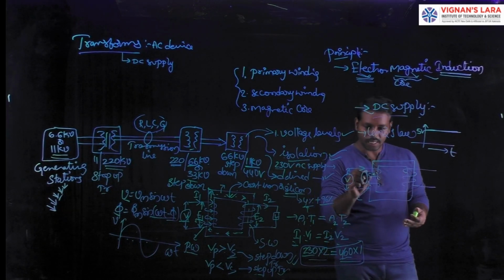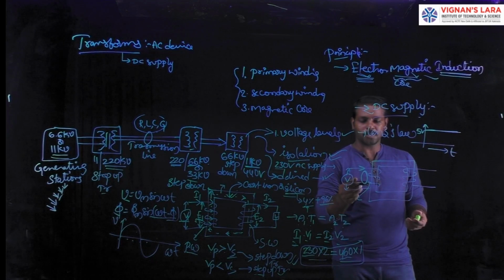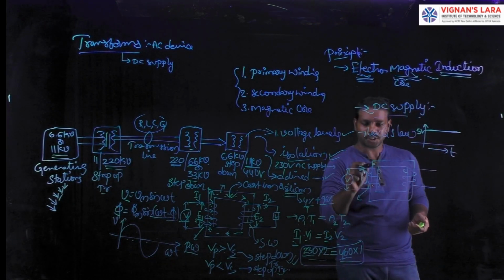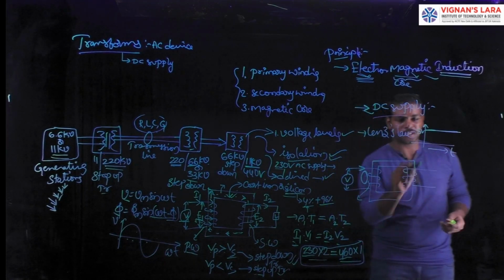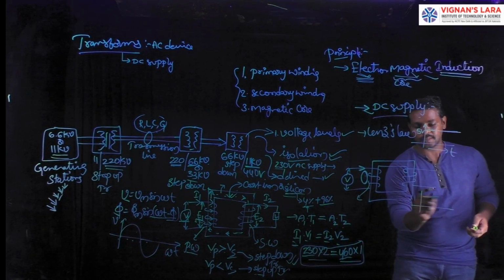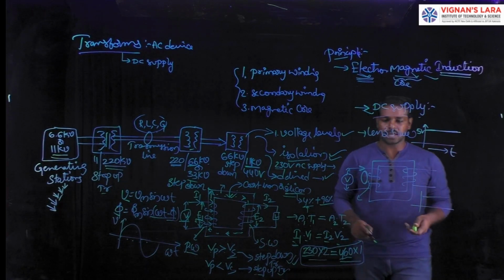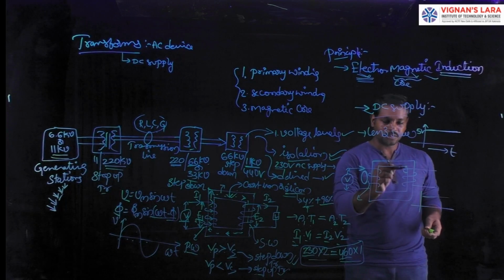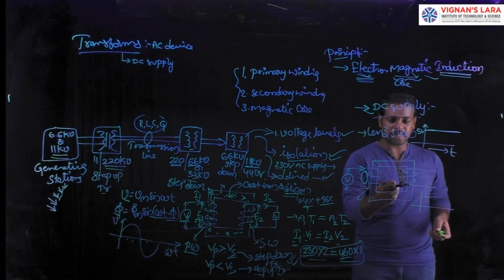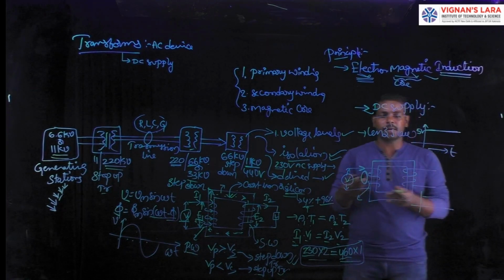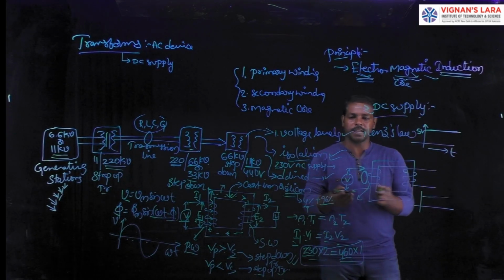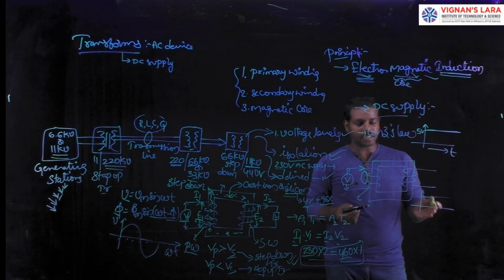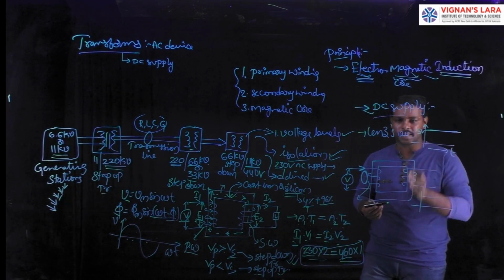Because there is no changing flux, whenever a constant voltage is given to the primary of a transformer, it generates flux that is called constant flux. This constant flux circulates through the primary to the secondary. A constant flux will not be cut by the secondary winding, so it does not generate any EMF. That's why there is no voltage and current at the secondary of the transformer.